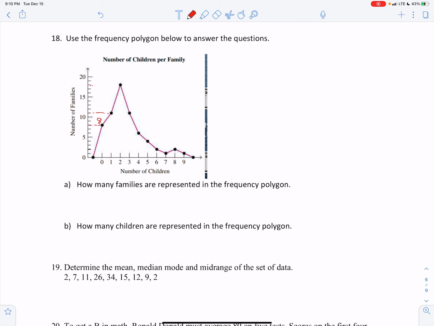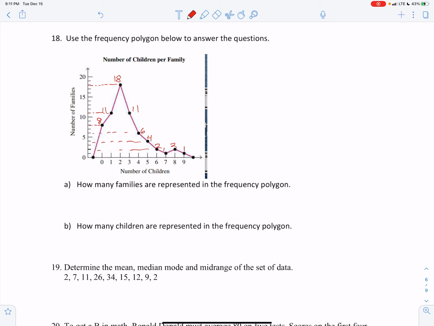1 child each was found in 11 families. 2 children each were found in 18 families. 3 children, 11 families. And 6, 4, 2, 1, 2, and 1.